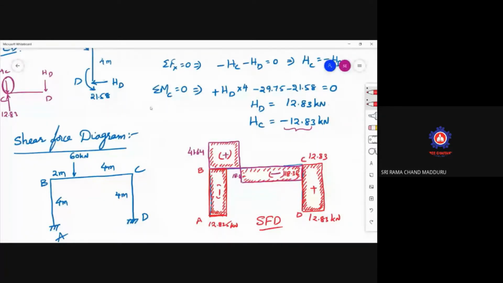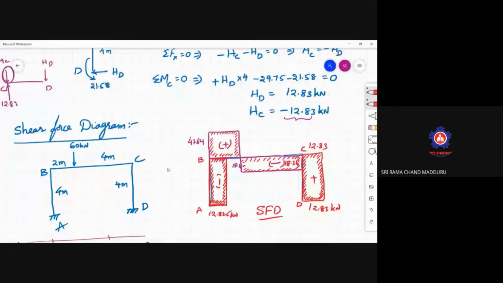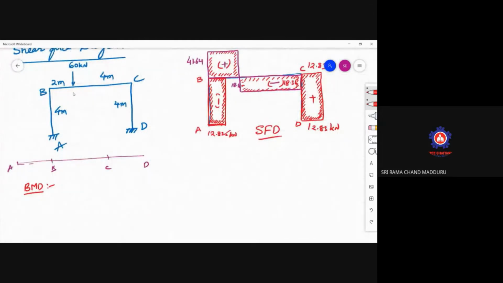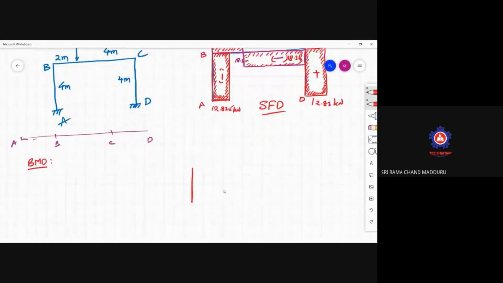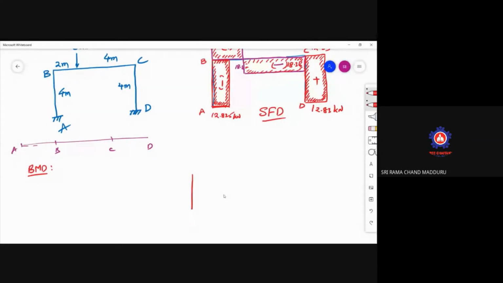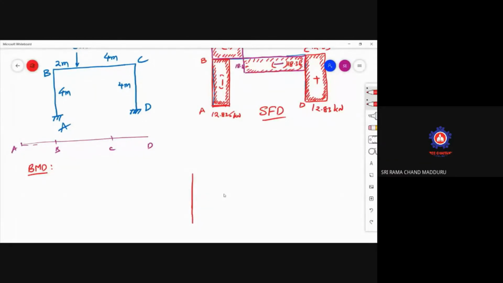Now we have to draw the bending moment diagram for this. To draw the bending moment diagram, our reference frame is already there. AB is not subjected to any positive bending moment. So here I am drawing the reference line. This is A, this is B.